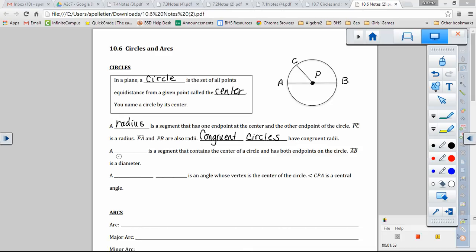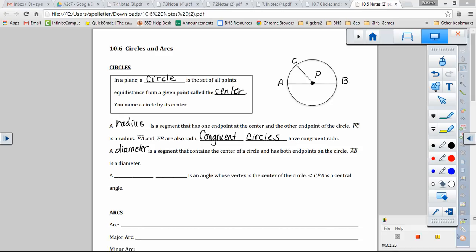A diameter is a segment that contains the center of a circle and has both endpoints on the circle. So a diameter goes through the center, from one side through the center to the other. That would be segment AB. Notice when we name that segment, because it goes all the way across, we start where it starts on one side of the circle, and then we tell where it ends on the other side, B. So A is where it starts, and it goes to B. And we know it's a diameter if it goes through the center.